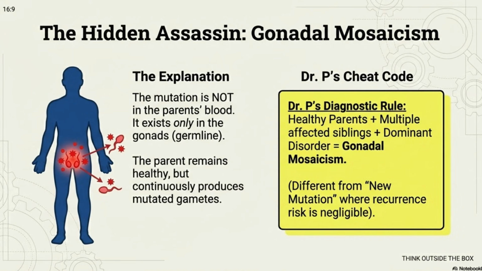The mutation is not in the parent's blood or somatic cells. It is only in their gonads, the sperm or eggs. A patch of cells in the dad's testes or mom's ovaries has the mutation.